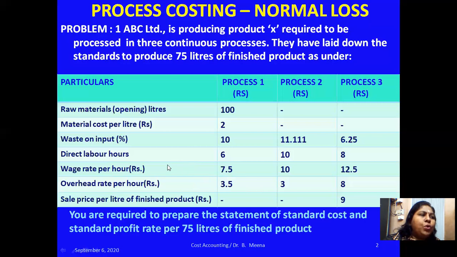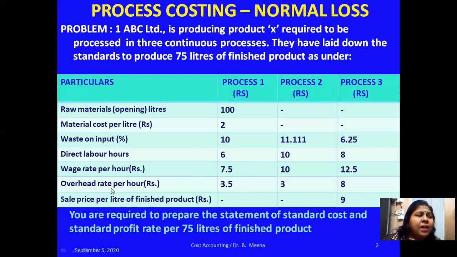So I repeat, how to calculate the direct labor cost for each process as per this problem: direct labor hours into the rate per hour. So you'll come to know the direct labor cost. So for direct labor in process 1, how to show the calculation? 6 hours into rupees 7.5. And the next item of expenses as per the problem, overhead charges.